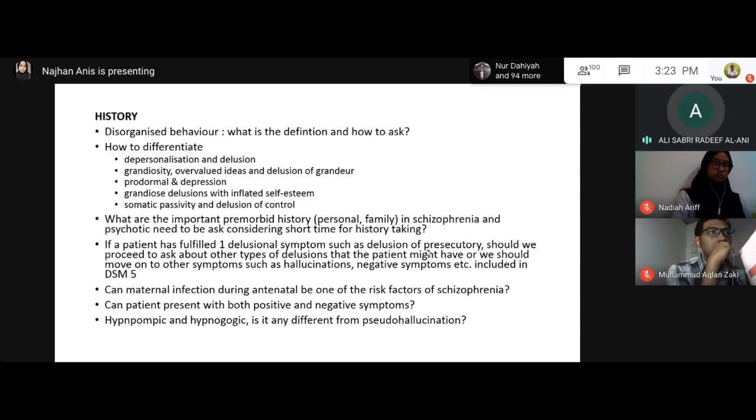Even if you already have enough symptoms, even if you have two symptoms, you have to look for the other features of schizophrenia: disorganized behavior, catatonia, and negative symptoms. All these you have to look for. Okay.